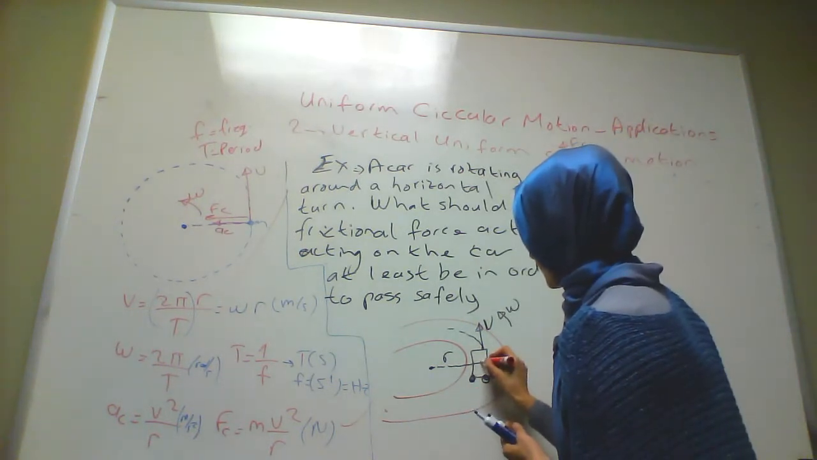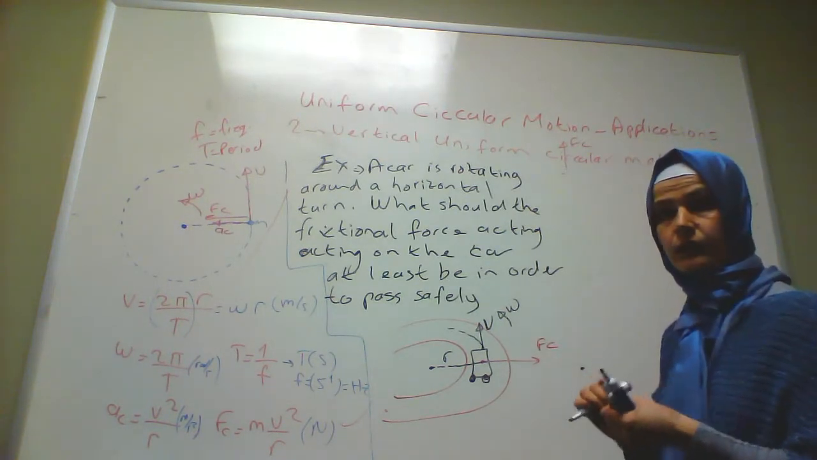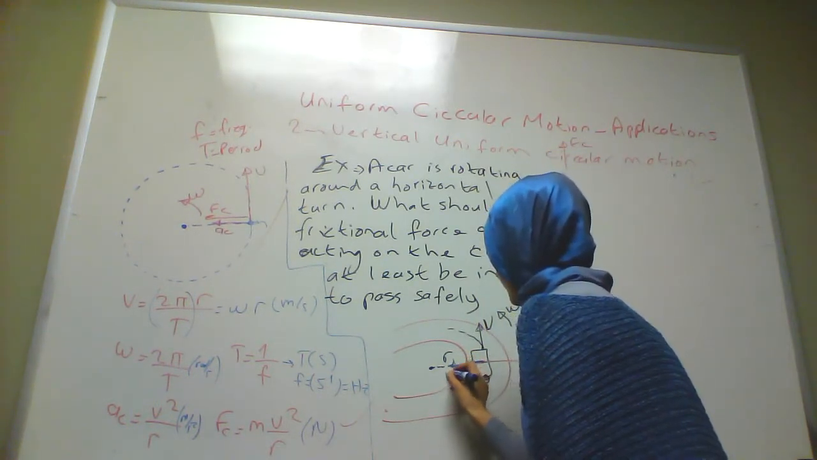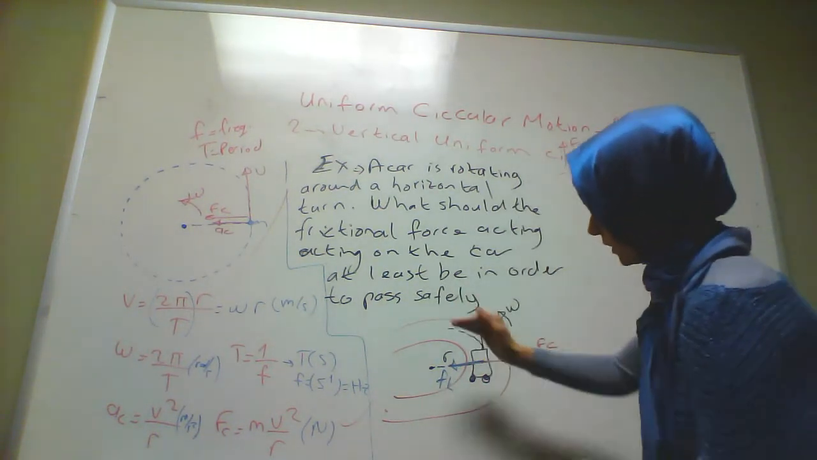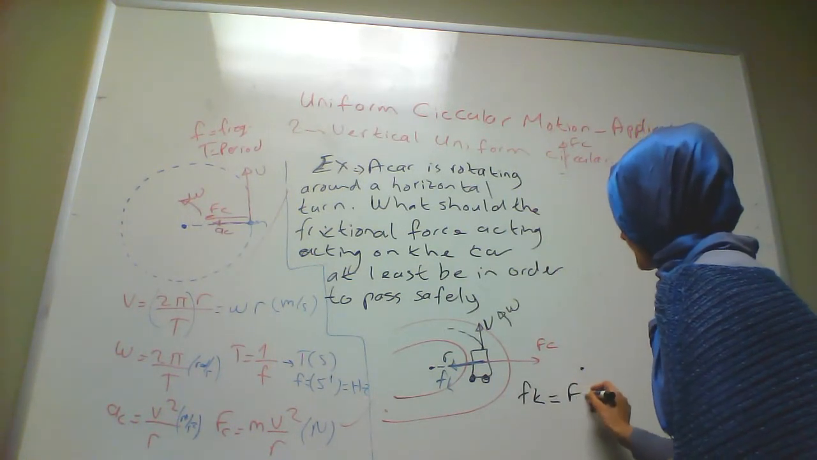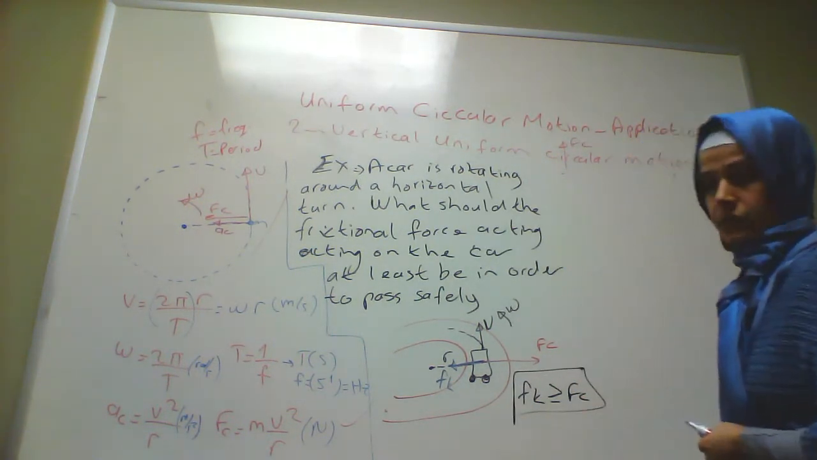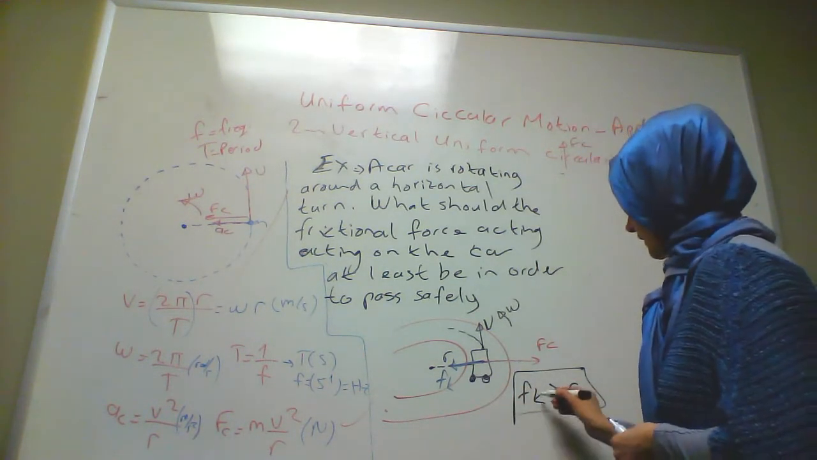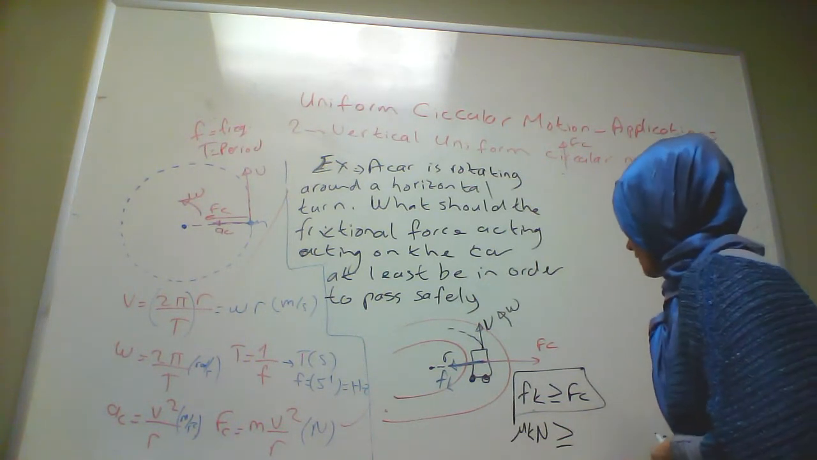So what will be pushing this car outward from the road will be Fc, and what can only keep it in its place will be frictional force. Let me call it F kinetic. And for the car to safely turn around this road, the kinetic frictional force should be at least equal to Fc, or should be bigger. This will help us solve for kinetic frictional force. Sometimes they ask us about mu k as well. We know kinetic frictional force is equal to mu k times N, should be larger or equal to Fc.